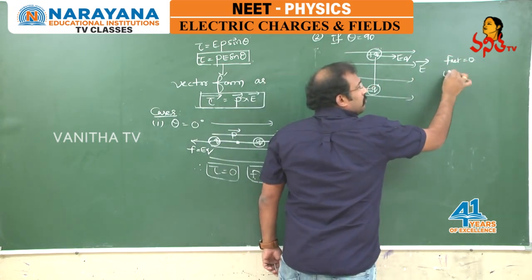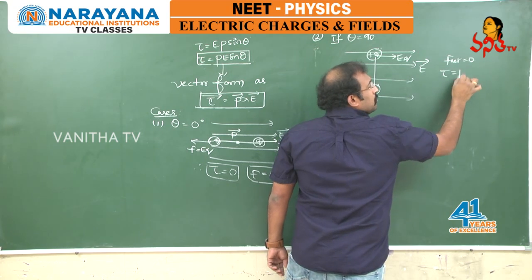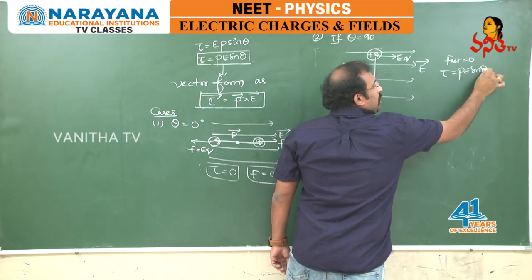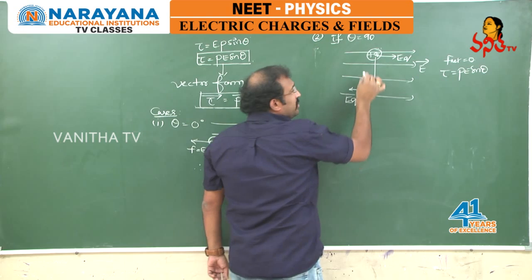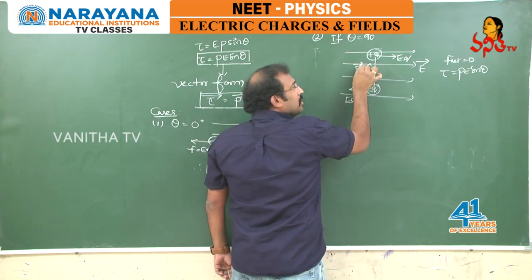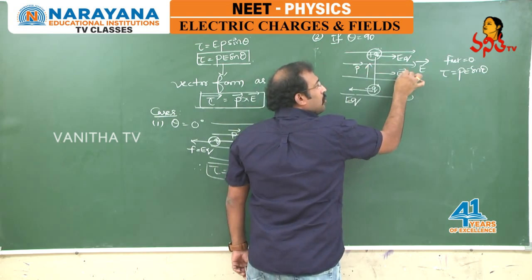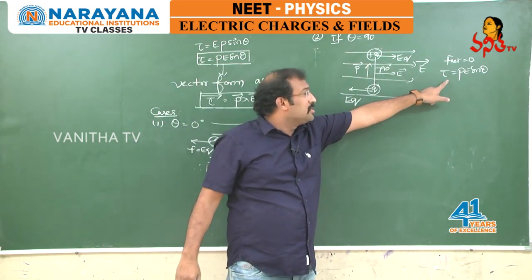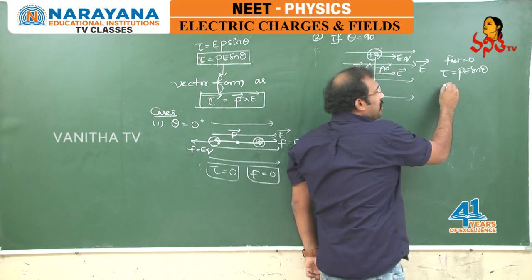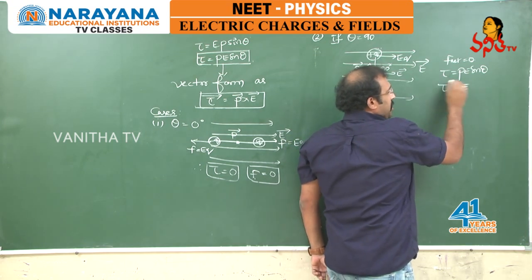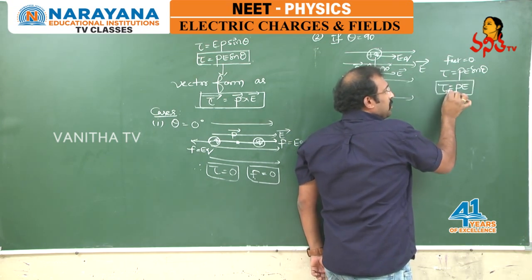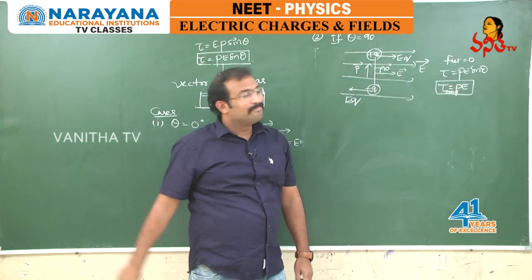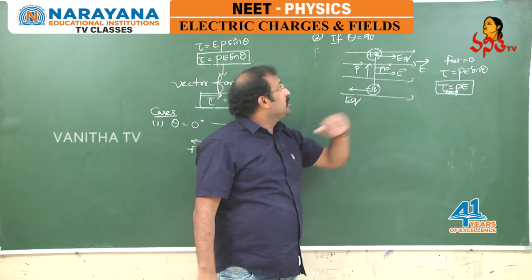Let us see tau. Tau is equal to P sine theta, where theta is 90 degrees. So this is P bar and this is E bar. So the angle between P bar and E bar is 90 degrees. Therefore we can simply substitute theta is equal to 90, and we get tau is equal to PE. This is the maximum torque acting on the dipole.